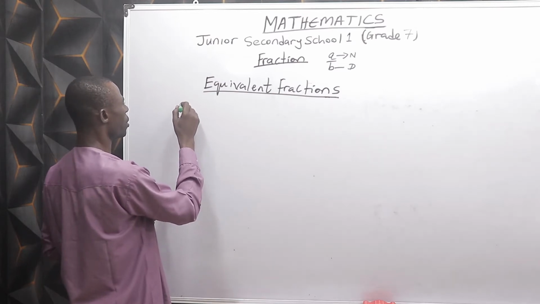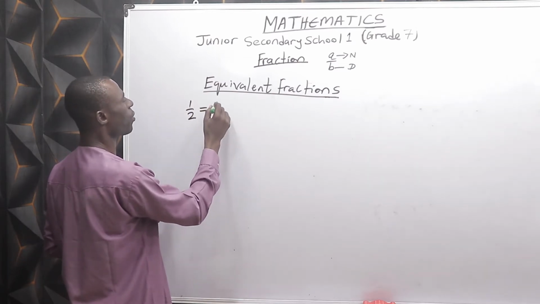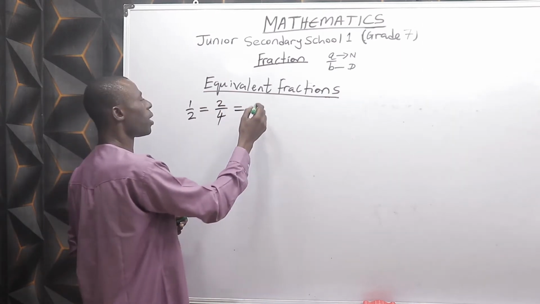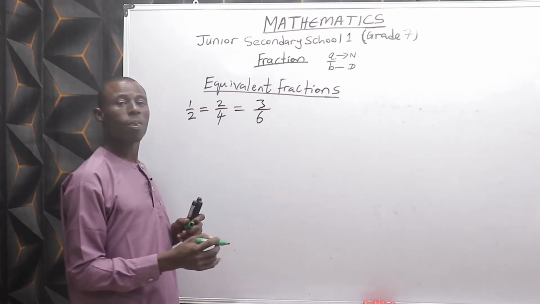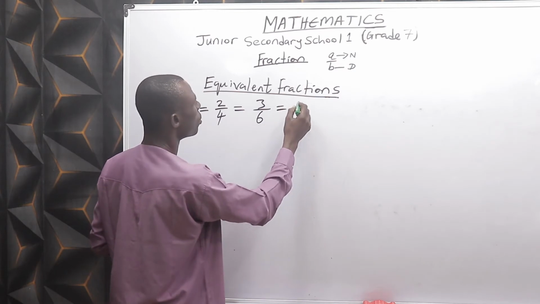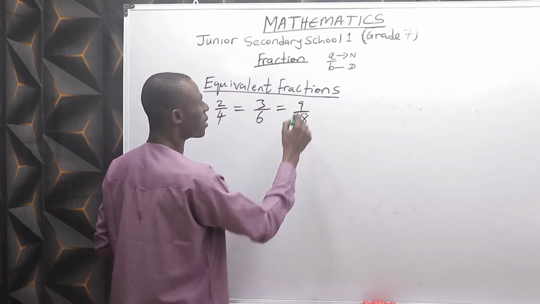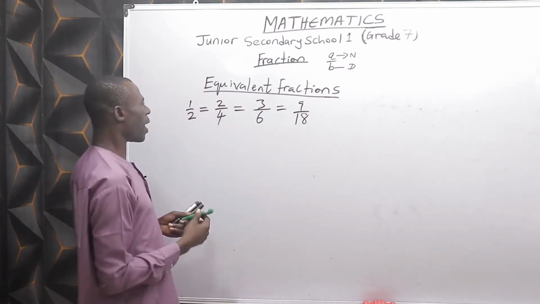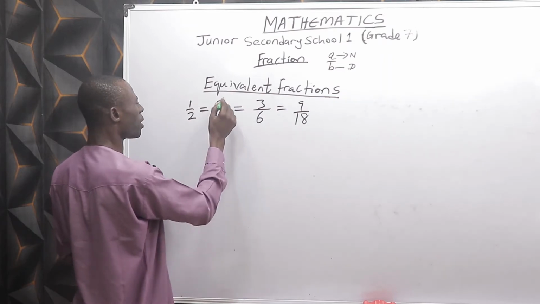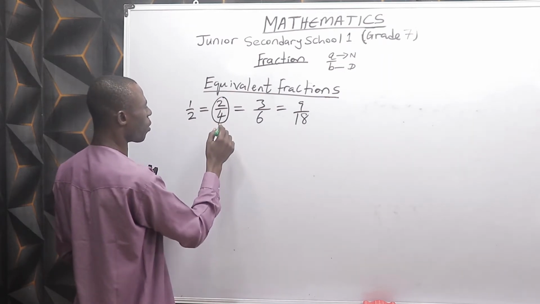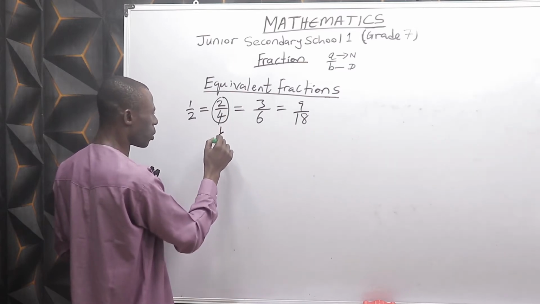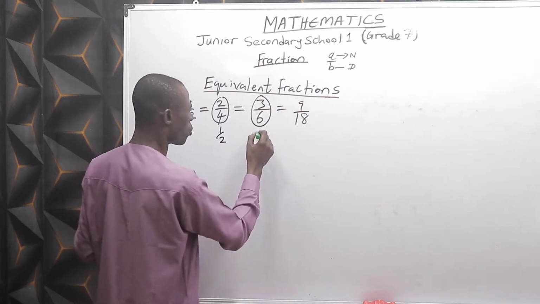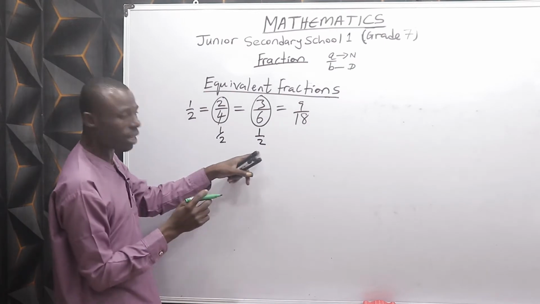Take for instance, half is equivalent to 2 over 4, and it is equivalent to 3 over 6. It is equivalent to 9 over 18. These are equivalent fractions. Why? This is 1 over 2. If we reduce 2 over 4 to the lowest term, it will also be 1 over 2. If we reduce 3 over 6 to the lowest term, it will also be 1 over 2. You can see that they are equivalent indeed.